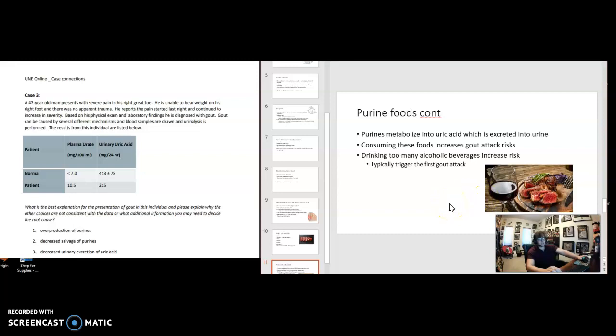So these types of foods are metabolized into uric acid. When we eat a lot of them, we have more uric acid, thus increasing risk for gout attacks. Statistically speaking, alcoholic beverages are usually the first trigger, or the reason why many people have their first gout attack.